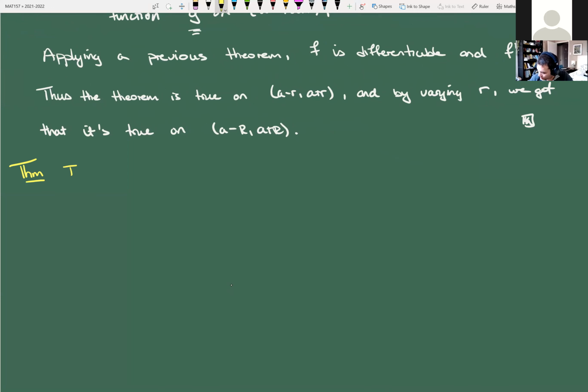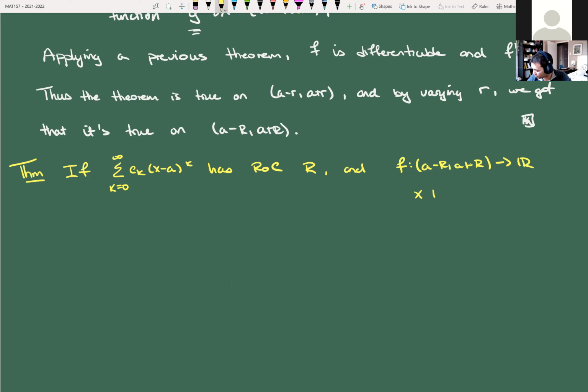So theorem, right? If this is a thing, has radius of convergence big R, and we define this function on a minus big R, a plus big R. I guess I did define what balls were, right? I could actually just replace this with a ball here.